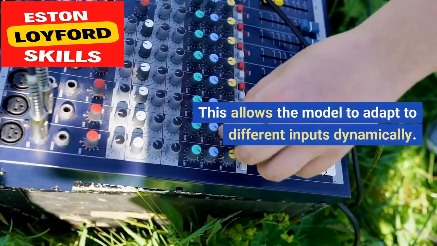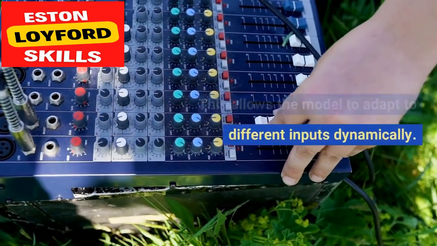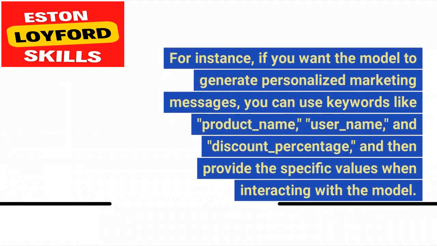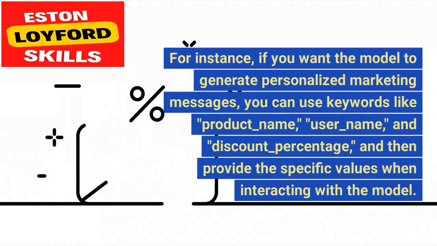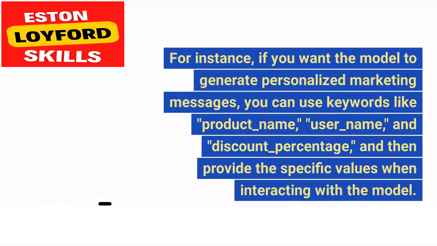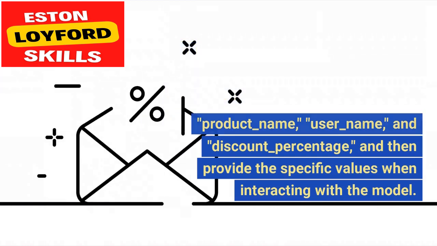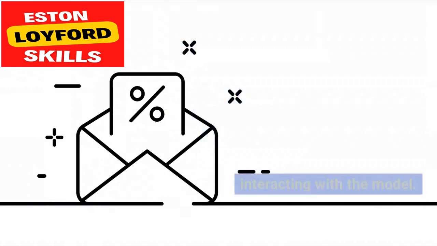If your prompt involves user input or customization, include placeholders for variables within your keywords. This allows the model to adapt to different inputs dynamically. For instance, if you want the model to generate personalized marketing messages, you can use keywords like product_name, user_name, and discount_percentage, and then provide the specific values when interacting with the model.